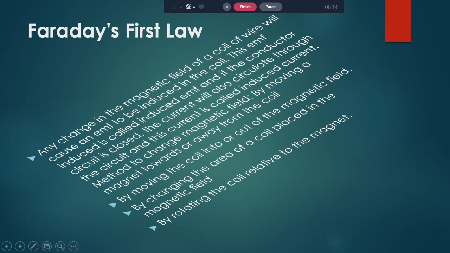Well, there are some terms and conditions that apply to this too. That is, the method to change the magnetic field is either by moving a coil towards or away from the magnet, or by moving the coil into or out of the magnetic field, or by changing the area of a coil placed in the magnetic field, or by rotating the coil relative to the magnet.